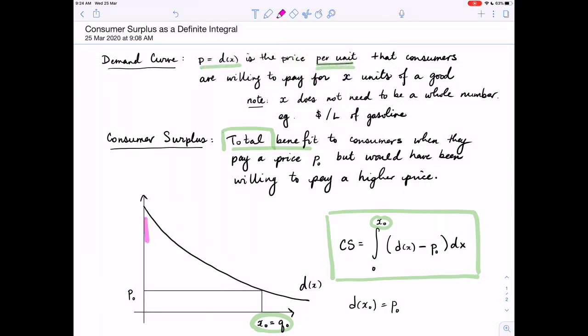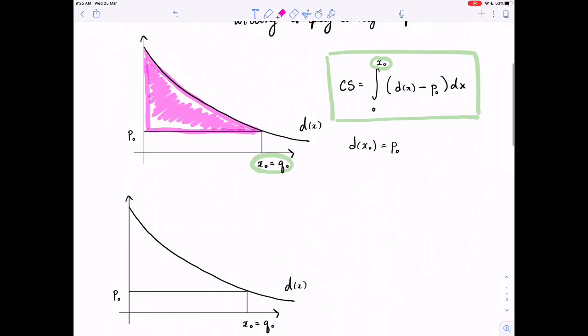surplus is an area. And if we look in terms of our vertical slicing, we're talking about top curve minus bottom curve on this area, on this interval, which would give us this area here. So let's take a look at why this formula makes sense for consumer surplus in terms of an area.